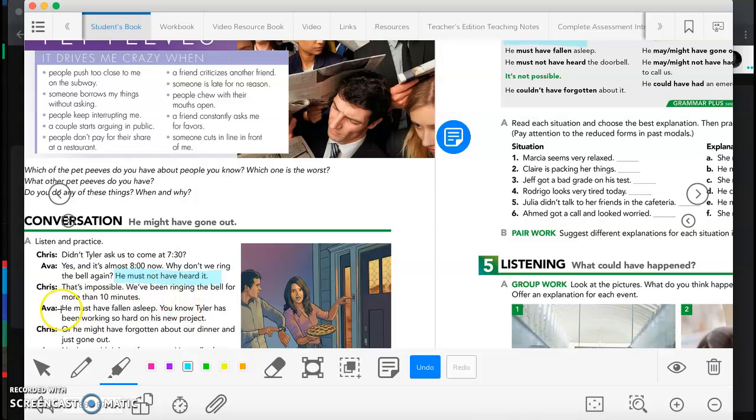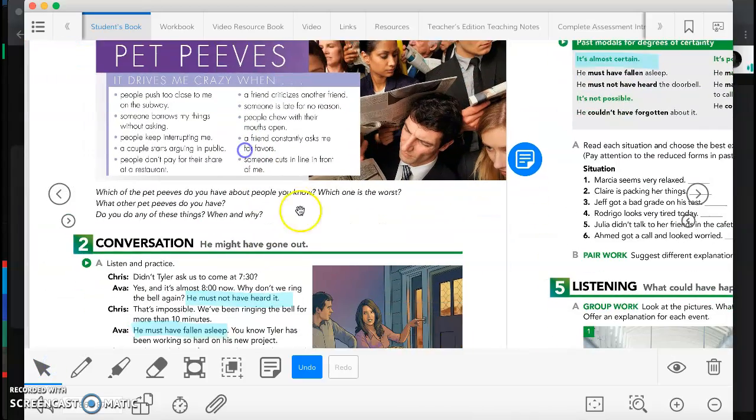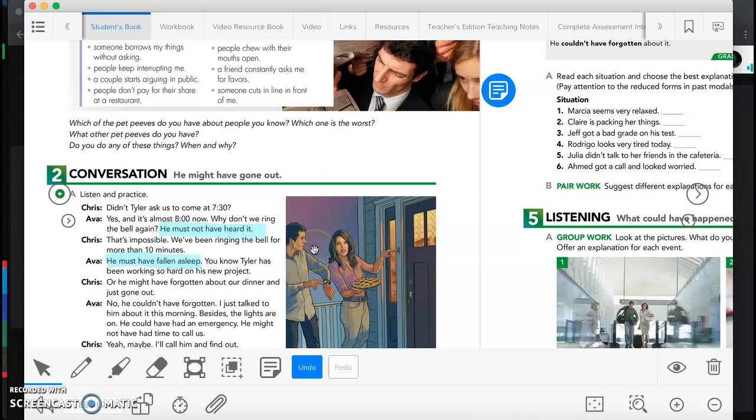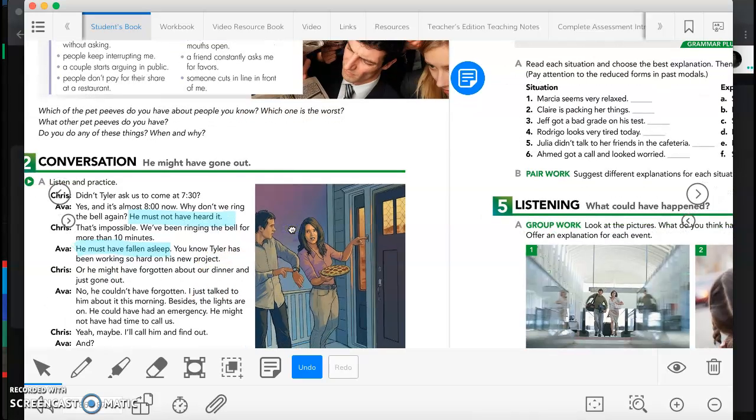It says "he must have fallen asleep." So she's assuming in this case that he didn't hear the doorbell, or that he fell asleep. If she says "he must have fallen asleep" or "he must not have heard it," it's because she's making an assumption. She is giving reasons for maybe why he is not answering the door, and the reasons that she is giving, she thinks are almost certain, or that basically they are true.